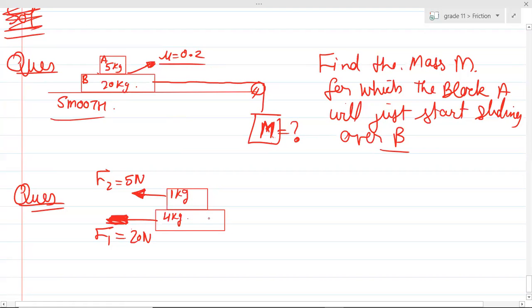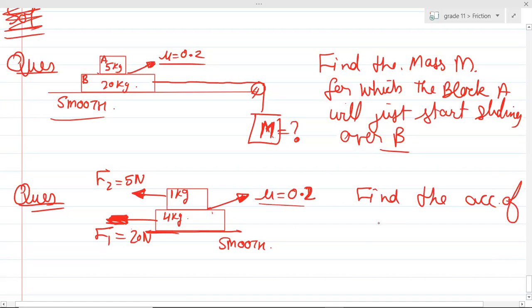So basically these are your two blocks. The surface on which they are placed is smooth, and this is equal to 0.1. Now let's make it 0.2. Okay. So the coefficient of static friction between 1 kg and 4 kg is 0.5. Find the accelerations of both the blocks.